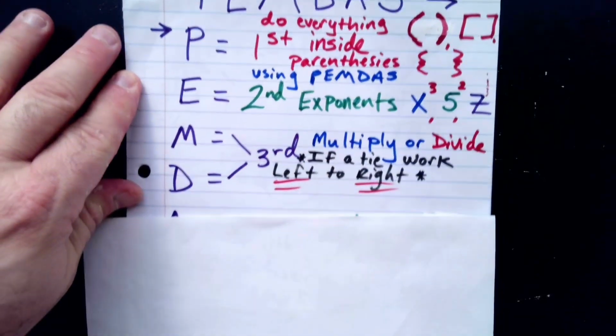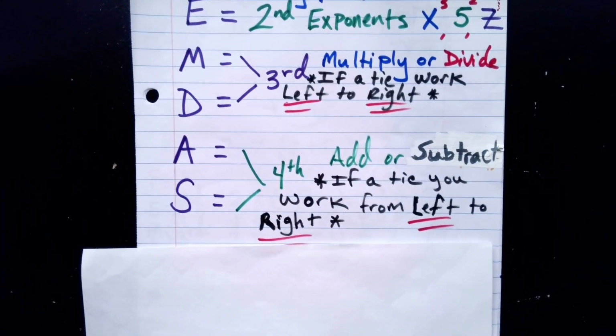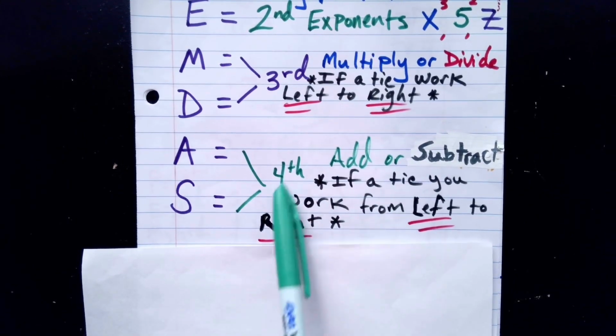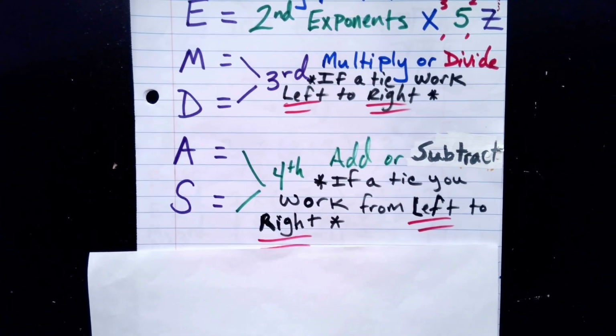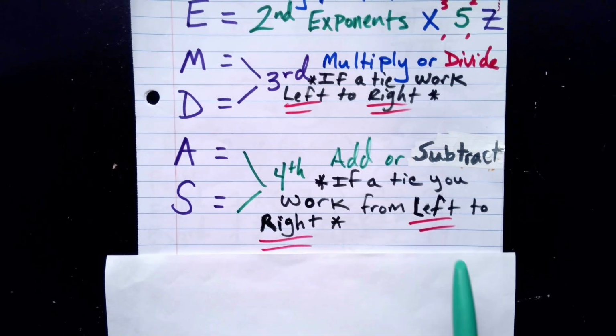After you multiply or divide, of course, you would want to add or subtract. That's the fourth. Add or subtract. Again, if it is a tie between the two, that means all you have to do is add or subtract in the problem. Then you will work from left to right.